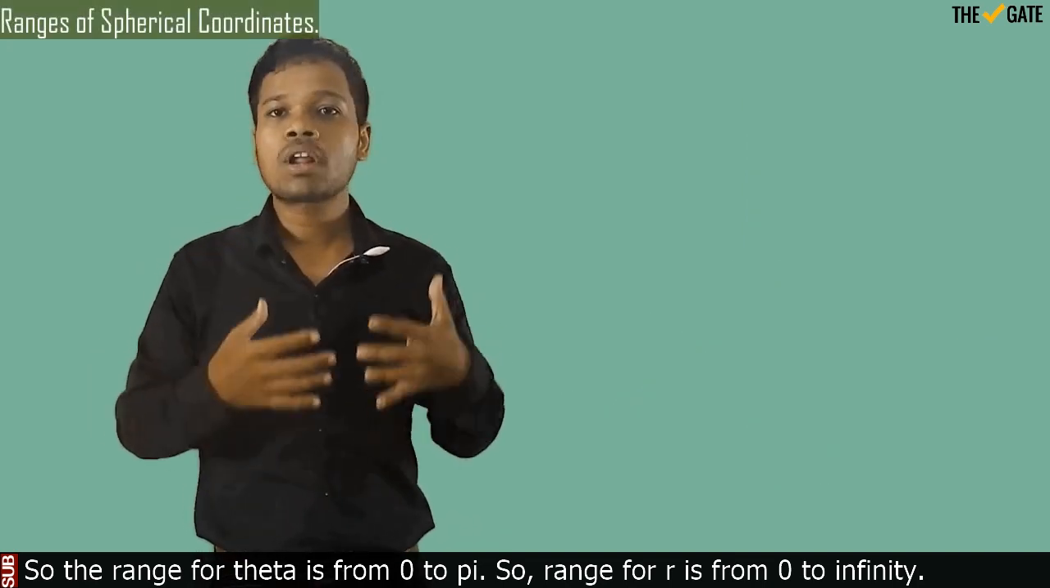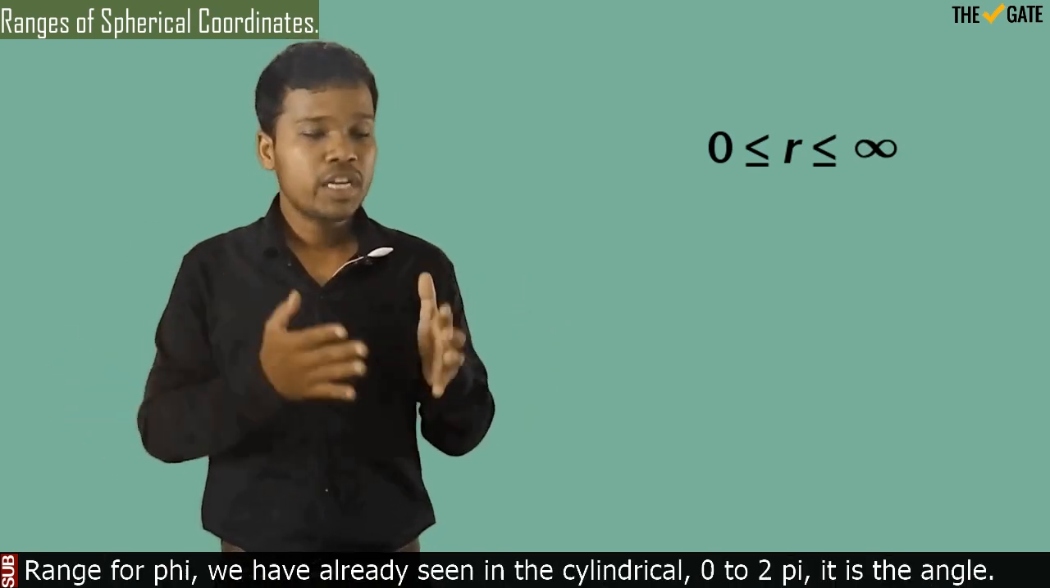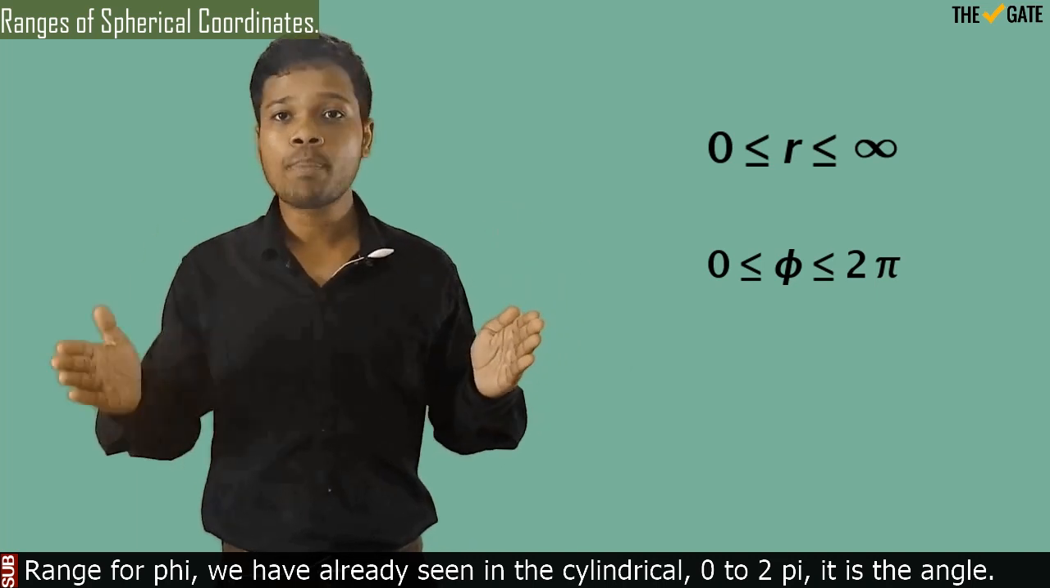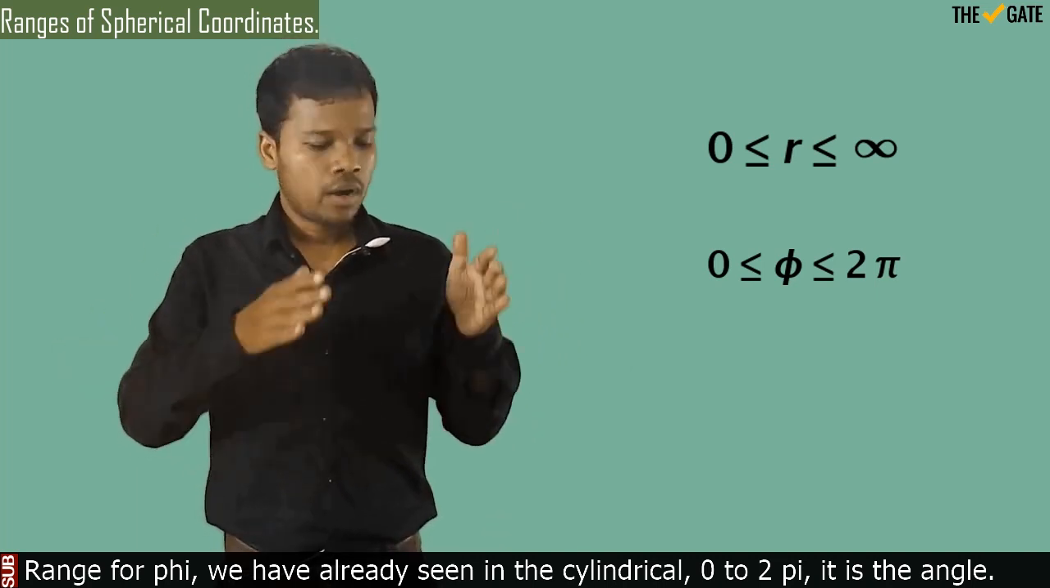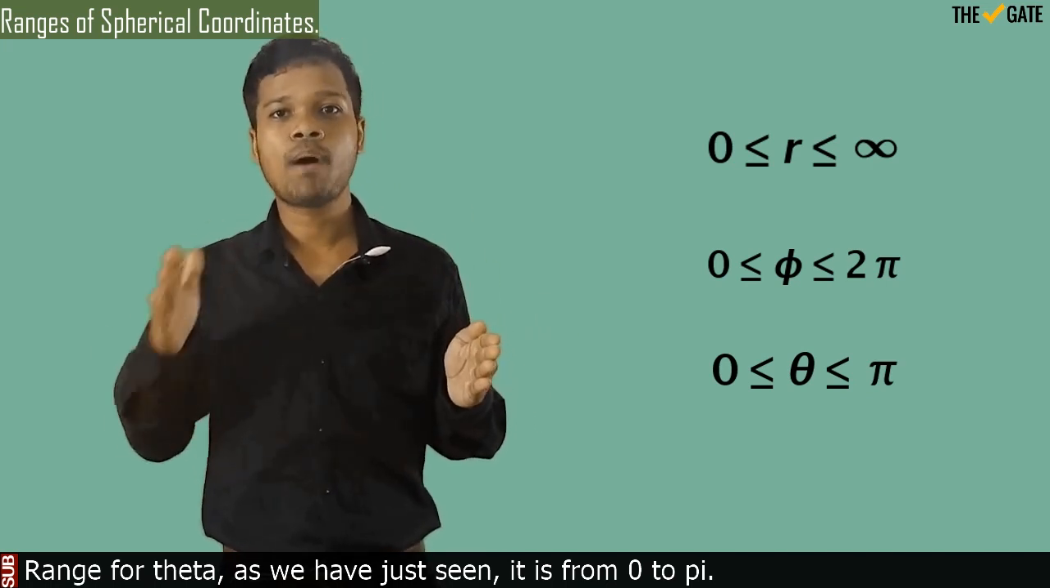So the range for r is from 0 to infinity. Range for phi, as we have already seen in the cylindrical, is 0 to 2 pi, it is the angle. Range for theta, as we have just seen, is from 0 to pi.